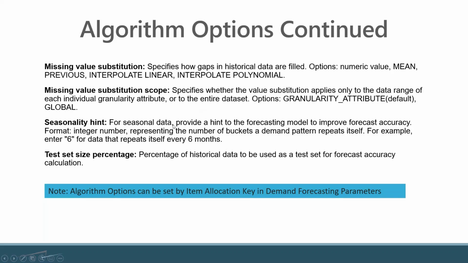We talked about seasonality a little bit. When you're talking about seasonality, you have an option to say how often that repeats if you have seasonality that's more than once a year. And then for performance, you can pick your test set size percentage. It will go in and grab a sample of your historic data and use that for your forecast. The higher that percentage is, the more it's going to impact performance and how long it takes to generate your forecast.